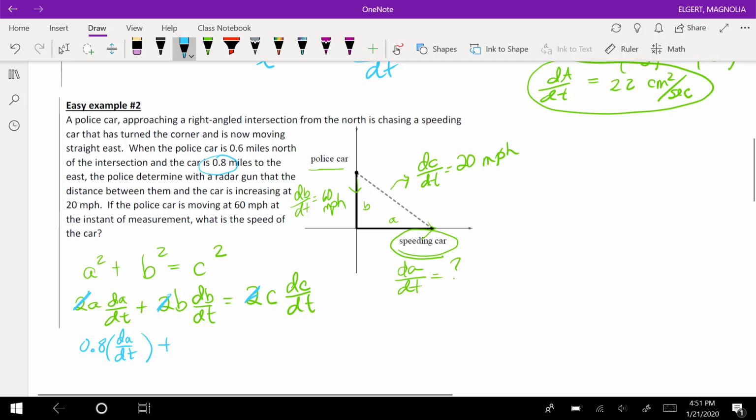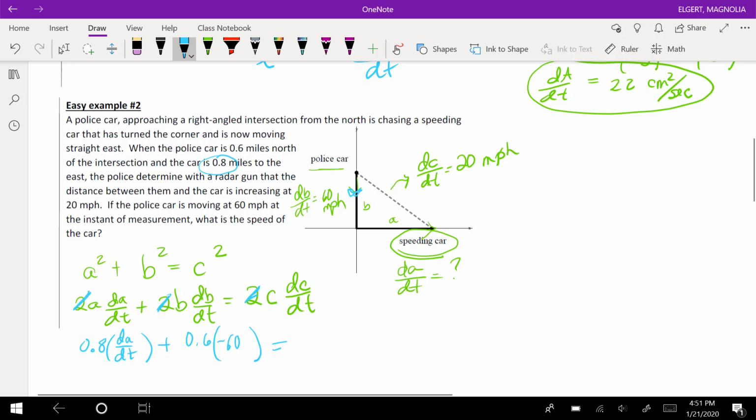Plus B. B would be how far the police car is away, so that's 0.6. And now we need to talk about how fast the police car is moving. Well, the police car is moving 60 miles an hour, but we're going to put it as negative 60 miles per hour because that side is getting smaller. We don't know C, but we can find that in a minute.